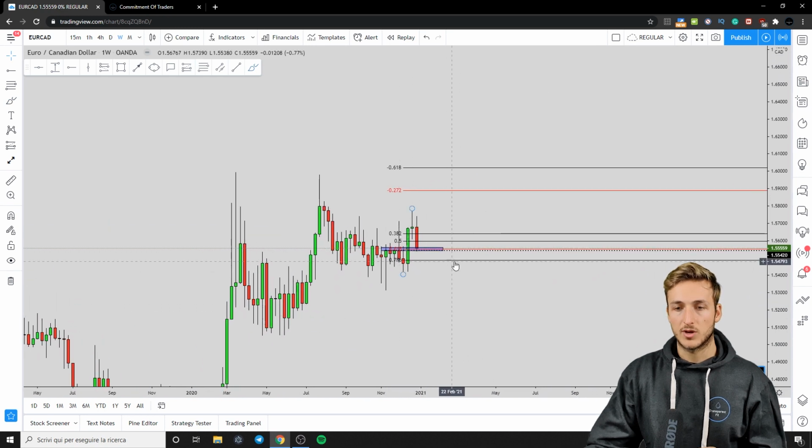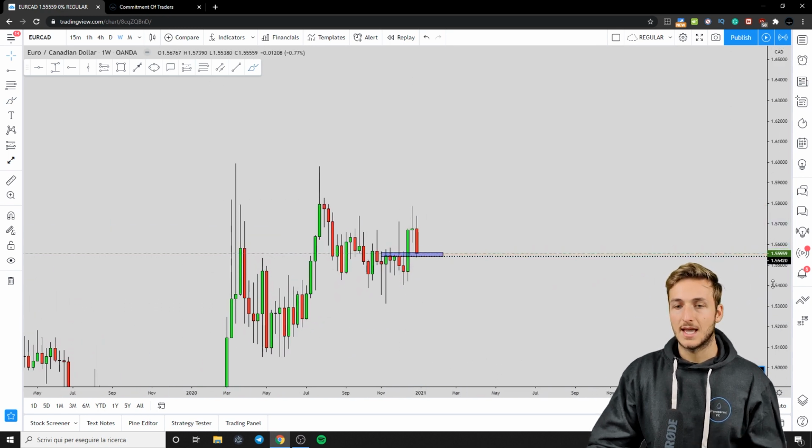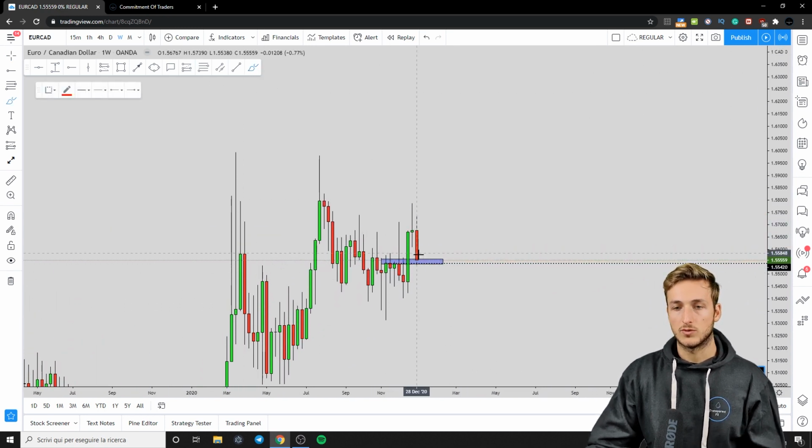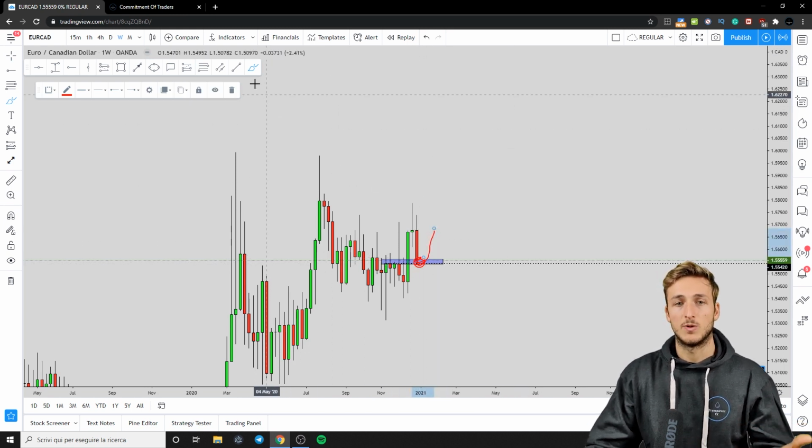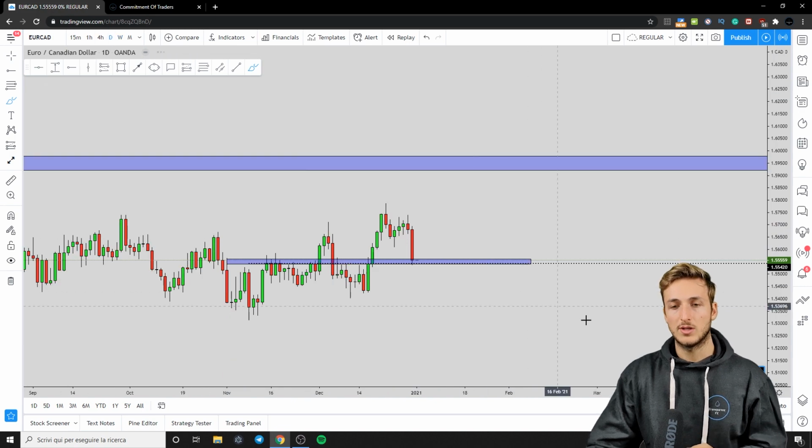So on the weekly time frame, what we can take from this is that at the moment the market is testing a confluence of support from which we can definitely expect the market to provide a rejection to the upside. Going down on the daily, what do we see?